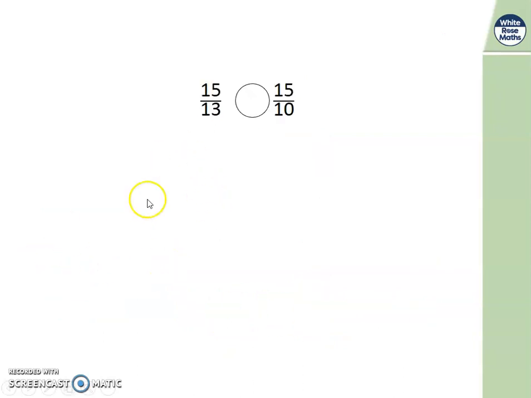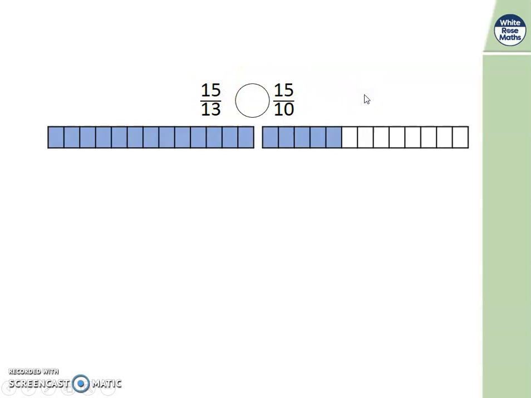Let's have a look at this one. Here I can see the numerators are the same. So which rule am I going to use? Let's have a build it session.